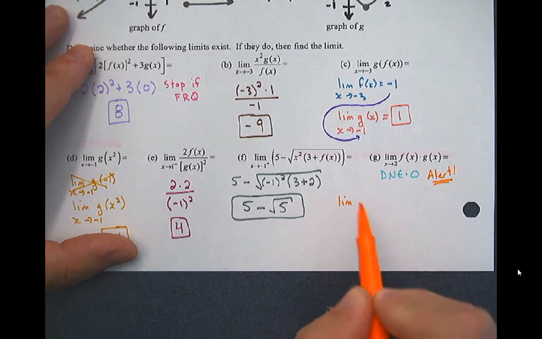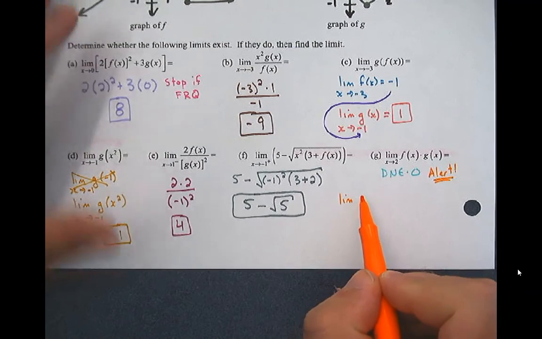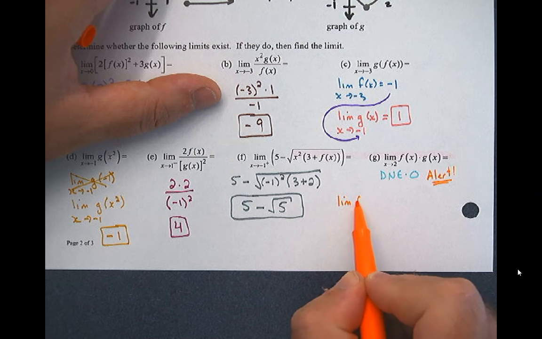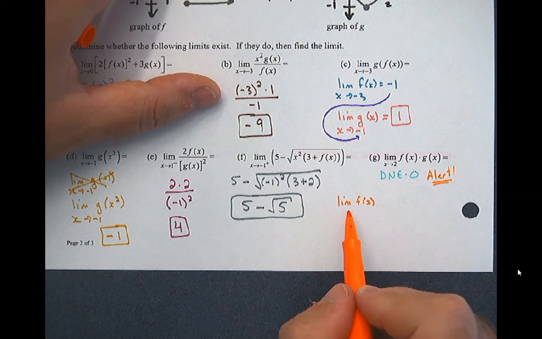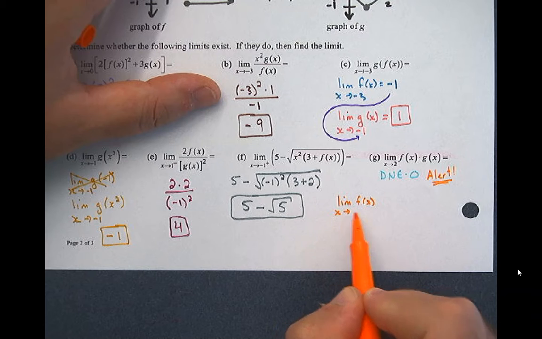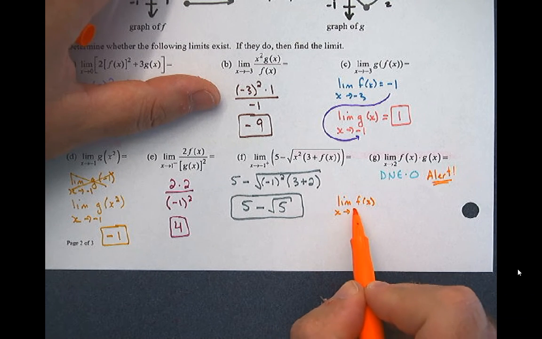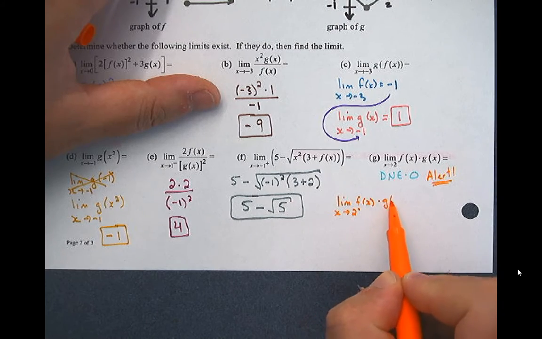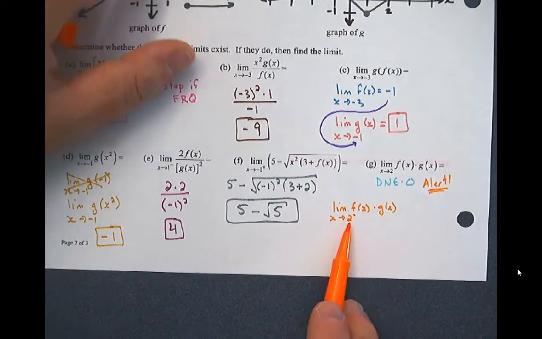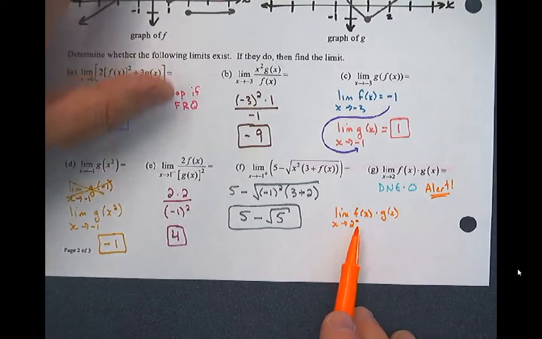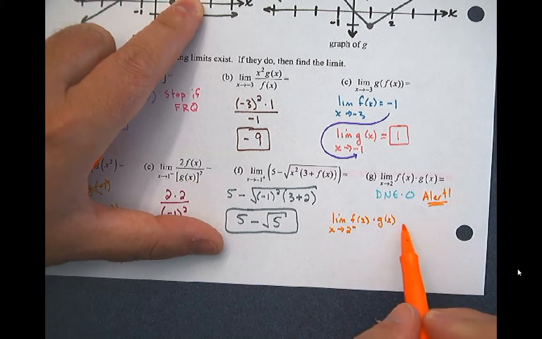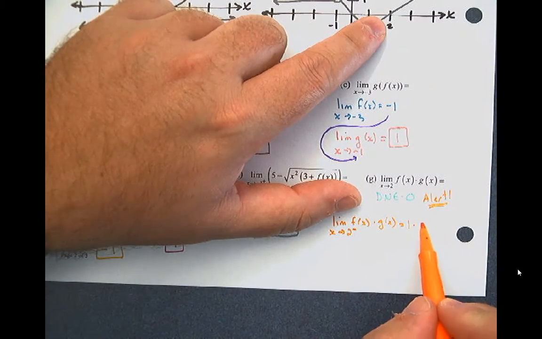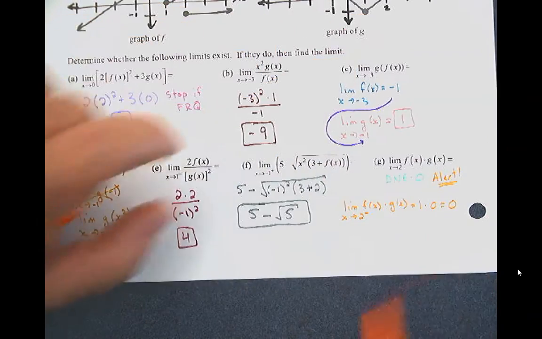So now I'm going to take the one-sided limits. The limit of f of x as x approaches 2 from the left times g of x. Okay, so coming from the left, as I approach 2 from the left, I reach a height of 1 times, as I approach, that's 0. 1 times 0 is 0.